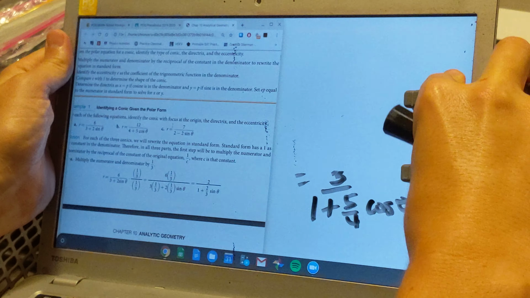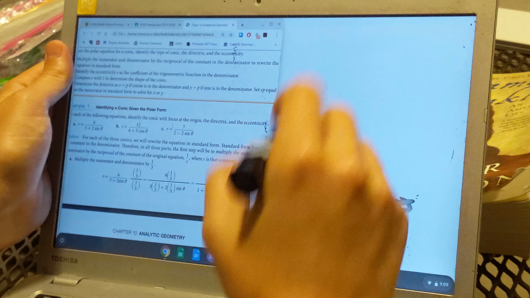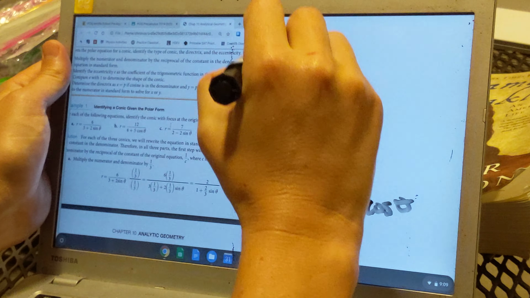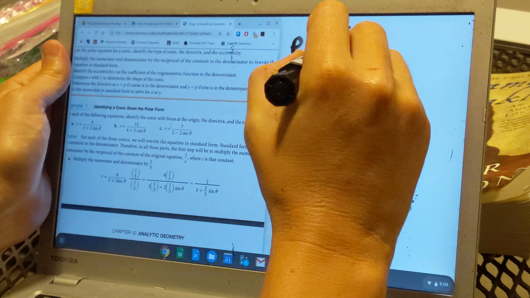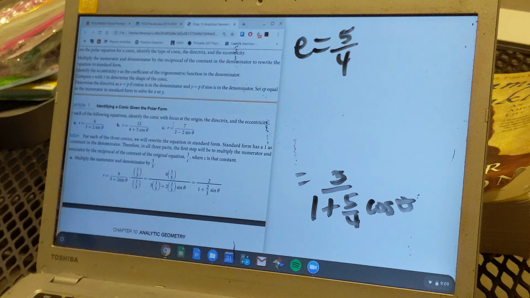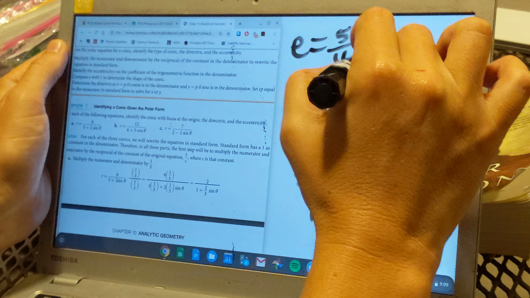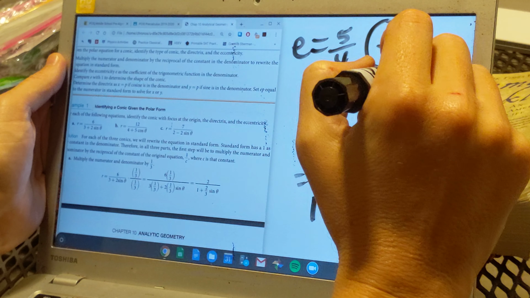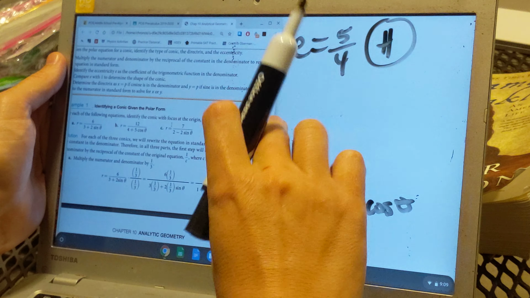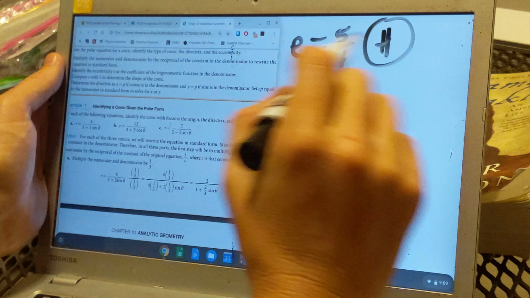Since we're familiar with that now, from here we can see that our e value is going to be 5/4, which is greater than 1, which means it's a hyperbola. Cool. And then we just need to solve for p, and we need to write down the directrix.